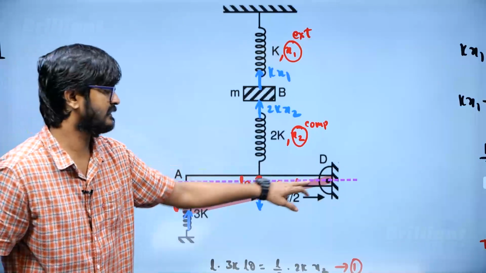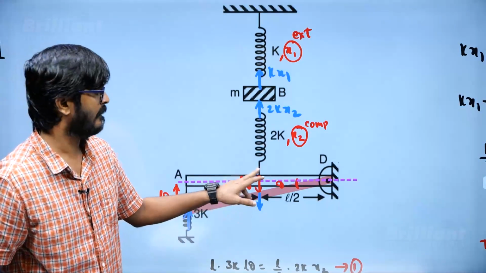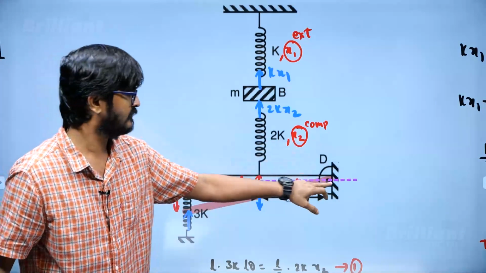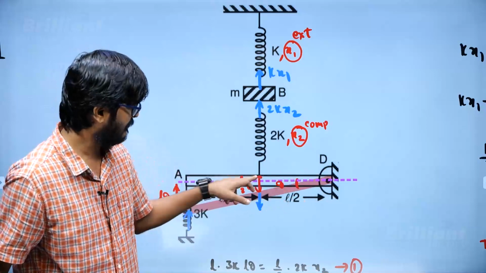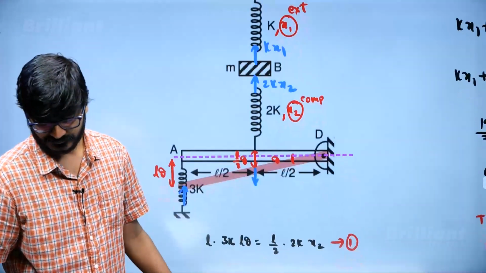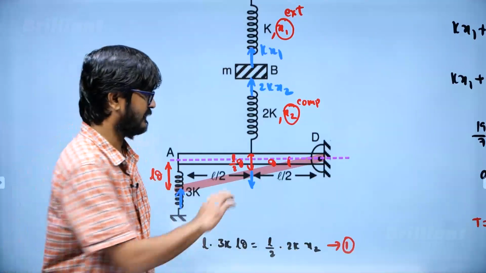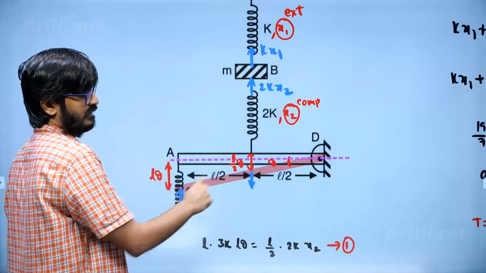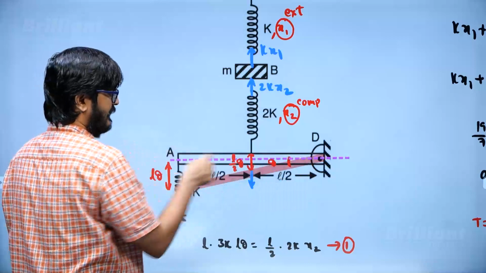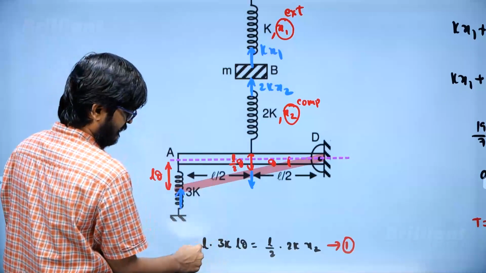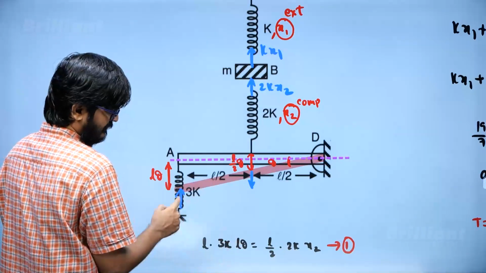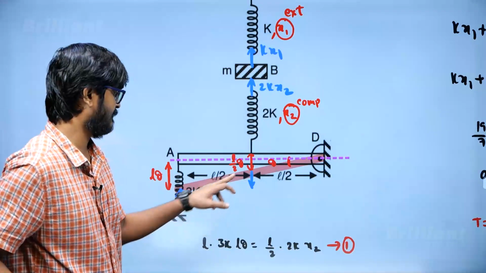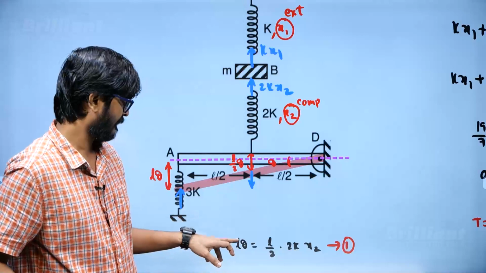Now the first thing is series massless rod, so net torque on it must be 0. So torque because of this spring force is how much? 2K into X2, right? So L by 2 into 2K X2, that is the torque in this direction, which must be balanced by this torque, right? Because it is massless. So L into this force, L into 3K into L theta, 3K into X, right? 3K into compression. So from there you will be getting the relation between X2 and theta.